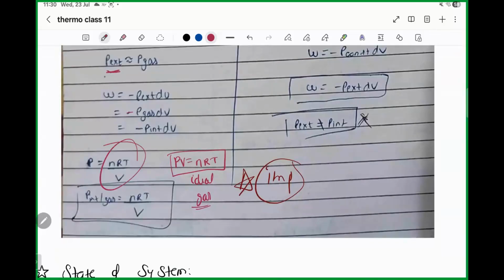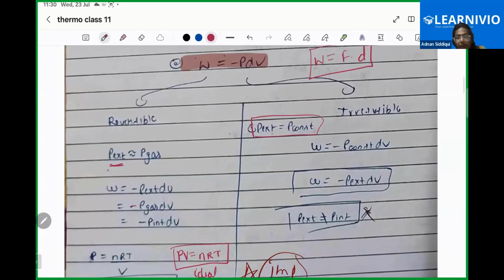But if I am talking about an irreversible process, here the P external is constant.